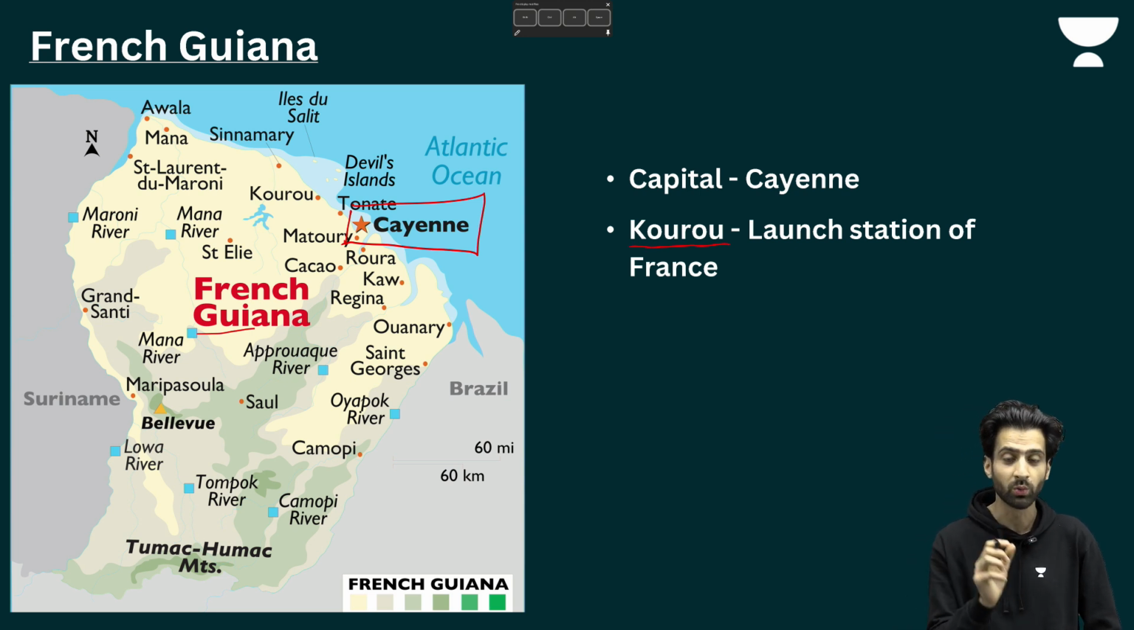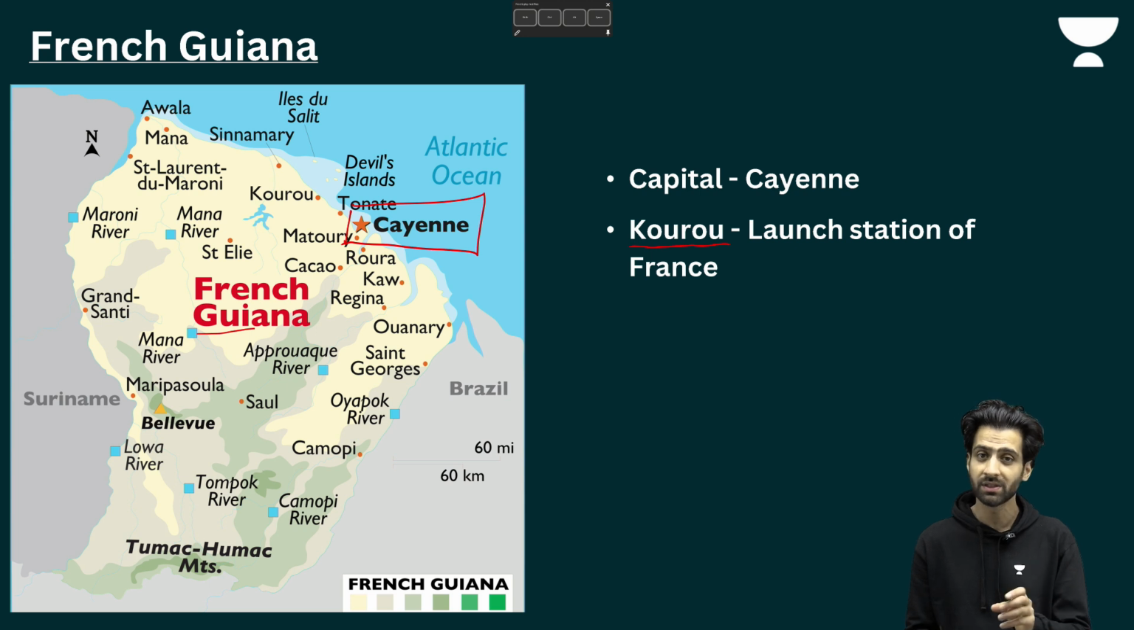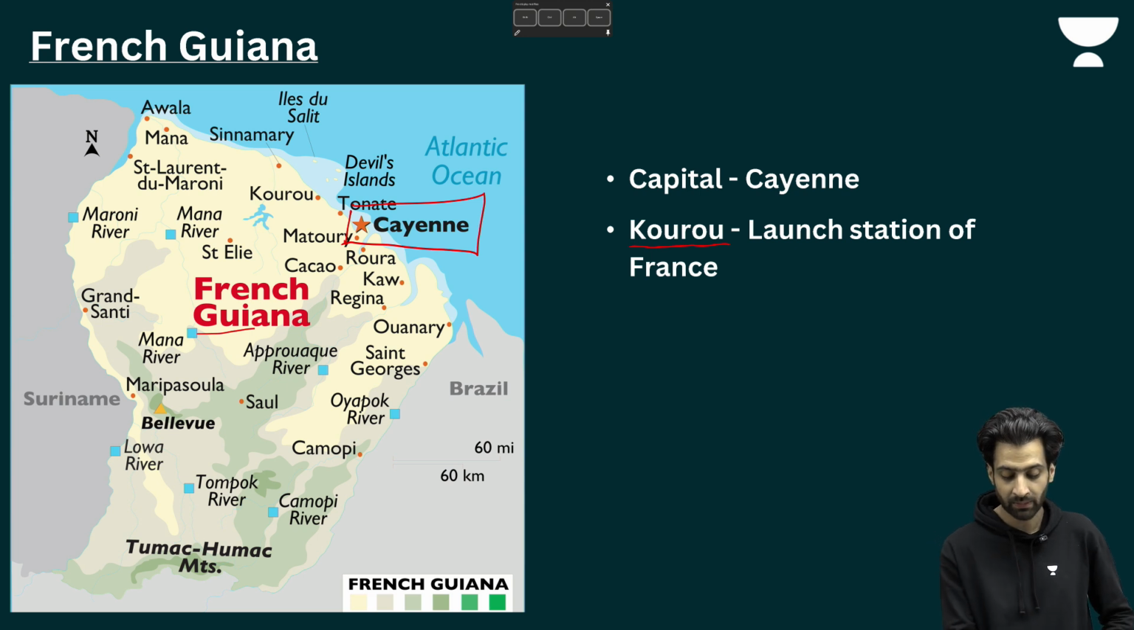Kourou. It is the launch station of France. It is a launch station from and the European Space Agency as well, from where they launch the missiles and many other rockets or whatever they have to launch. It is in French Guiana, and the place is called Kourou.